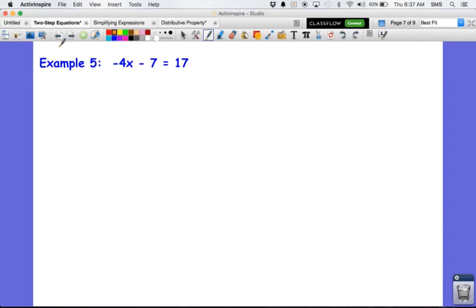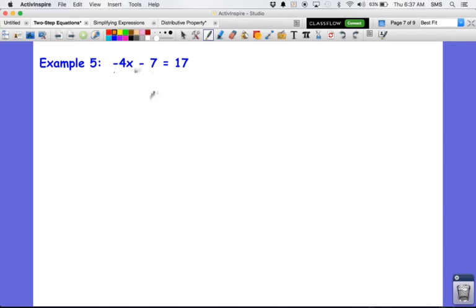Final problem, just one last example just to make sure we've got this. So I've got another two-step equation. Negative 4x minus 7 equals 17. And so now, again, I'm trying to get my variable by itself. And in order to do that, I need to get rid of this negative 4. I need to get rid of this negative 7.